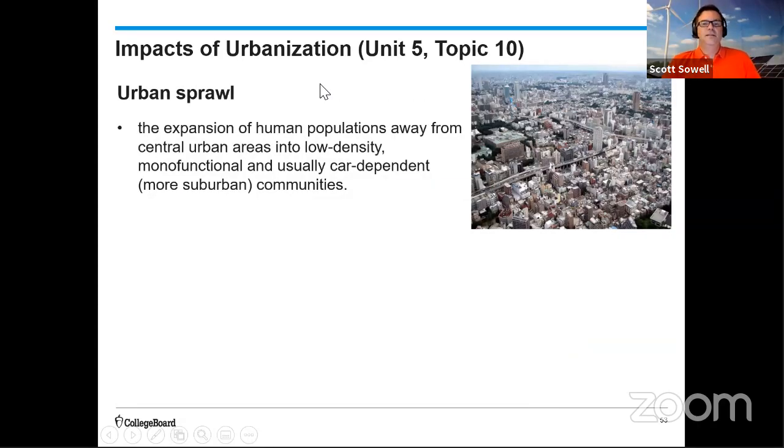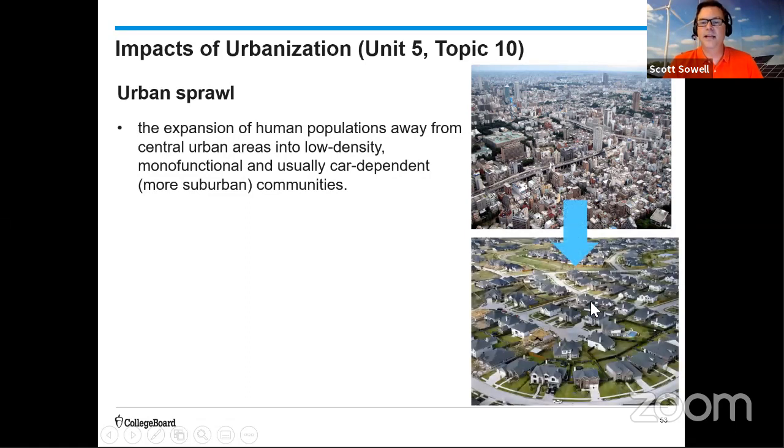So I said before that urbanization was the general trend toward living in urban areas and city areas. Then there's this separate concept called urban sprawl. And this is the kind of oozing out of the city, just getting bigger and bigger and bigger. So the definition is kind of complex, so let's just read it here. It says, the expansion of human populations away from central urban areas. So we're moving away from these central urban areas into something like this, which is low density. So there's fewer people per area here.